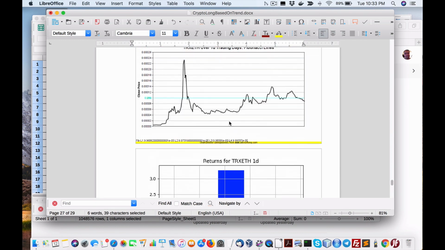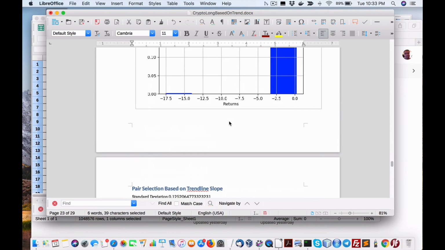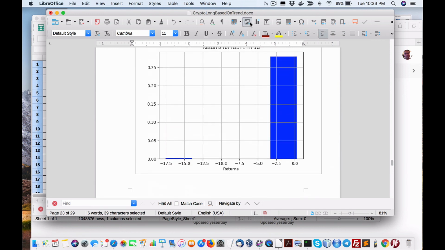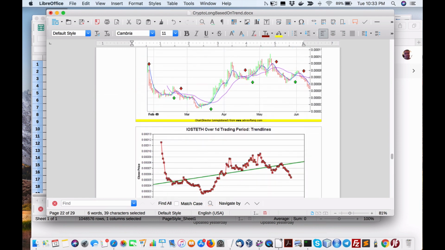So overall, you can see what works and what doesn't work with these charts. Again, we can't short with Binance, but this seems to be a lot more useful than previous charts and even what I put up in the webinar earlier today.